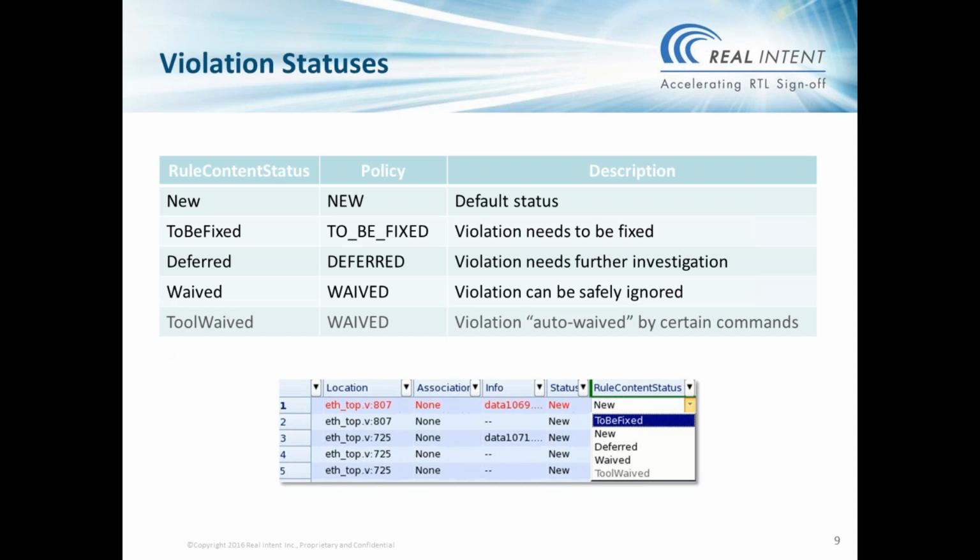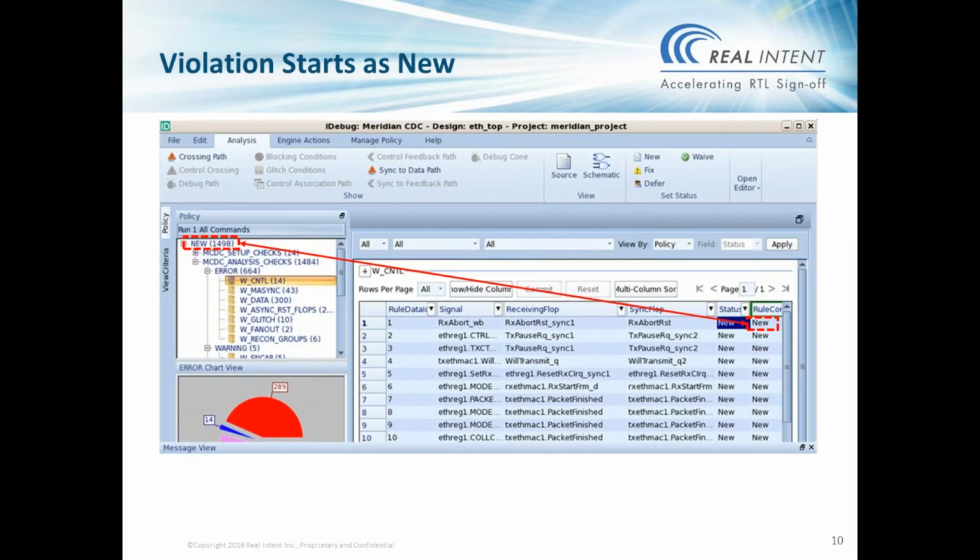If there's something that's too complicated and you want to look at it further, you might mark it for deferred. And waiving is typically when you know that a violation is just noise and it can be safely ignored because of additional design knowledge that you might have for that particular design. Tool waived is when a violation has been automatically waived by certain commands in the tool. It might be because of a block that's been labeled as being a safe block, and so that will automatically be tool waived. Or you might have various rules that have been marked with set mutex signals, which again could automatically be waived in an appropriate manner.